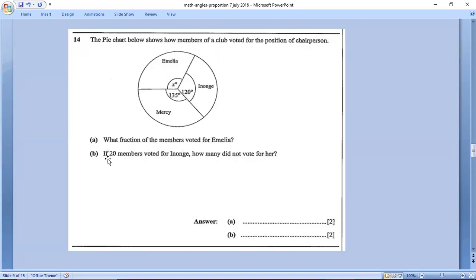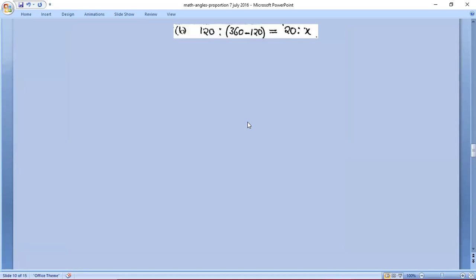And we go to part B, which says if 20 members voted for Inonge, how many did not vote for her? So this one now is looking for the actual number of people who did not vote for her if 20 actually voted for her. So this is again ratios. You have to understand the ratios.